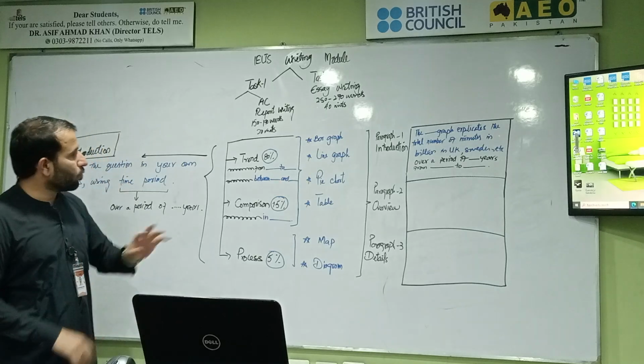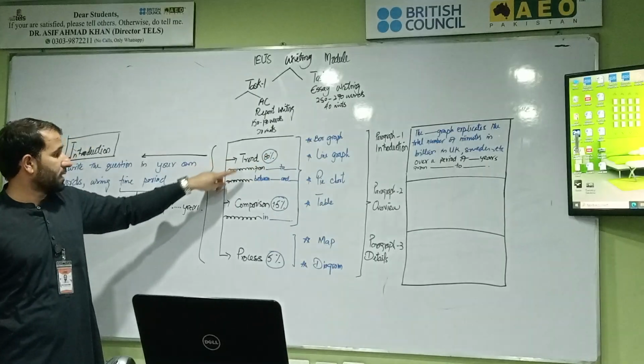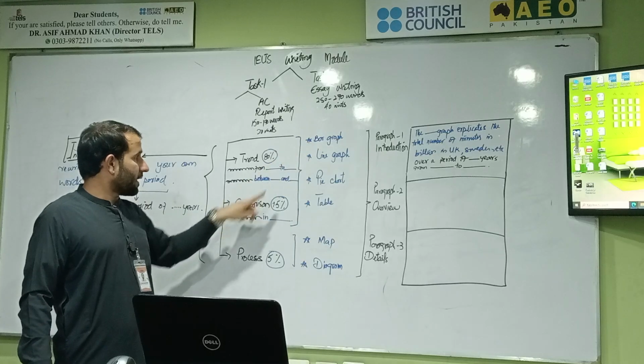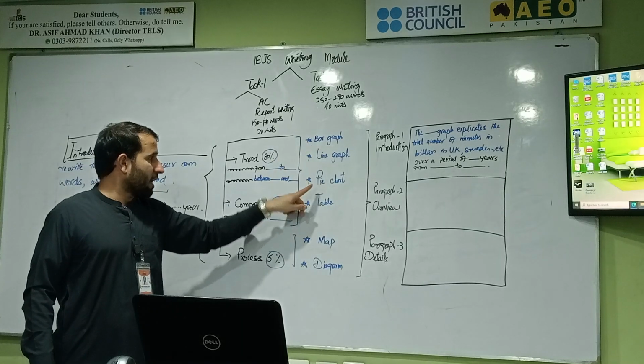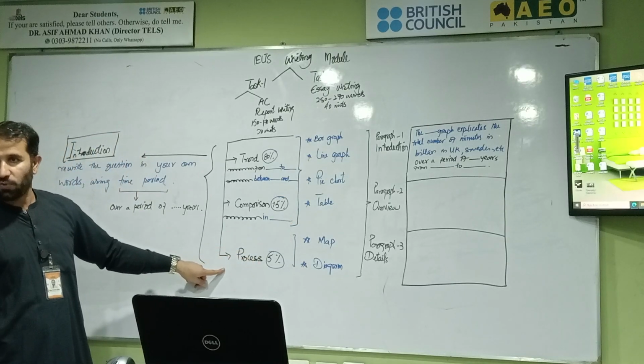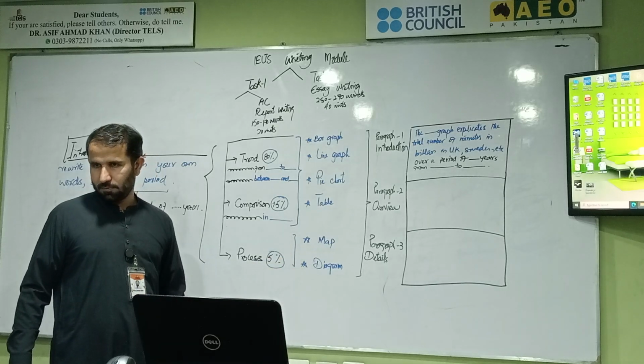Got it? So you have to write a report, and that report may be a trend, comparison, or process. You can find that trend and comparison in line graph, bar graph, pie chart, and table. When you want to find out the process, you will see the map and the diagram. Got it?